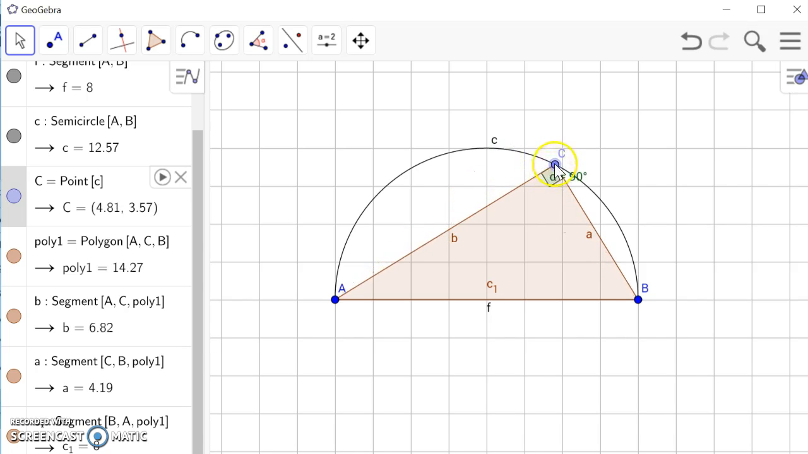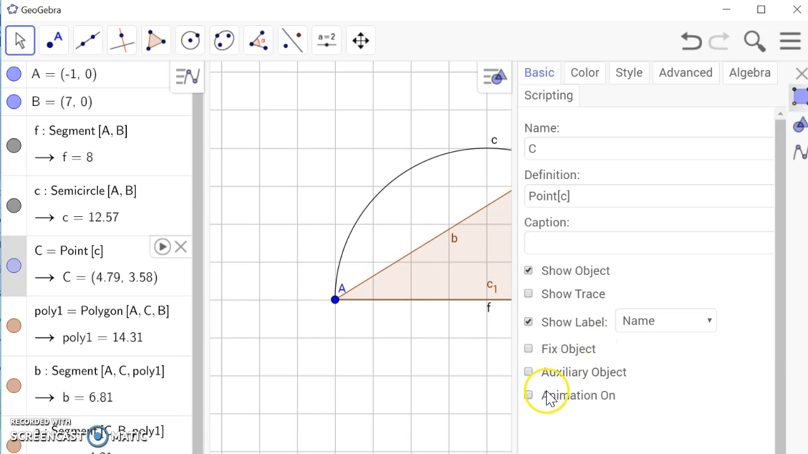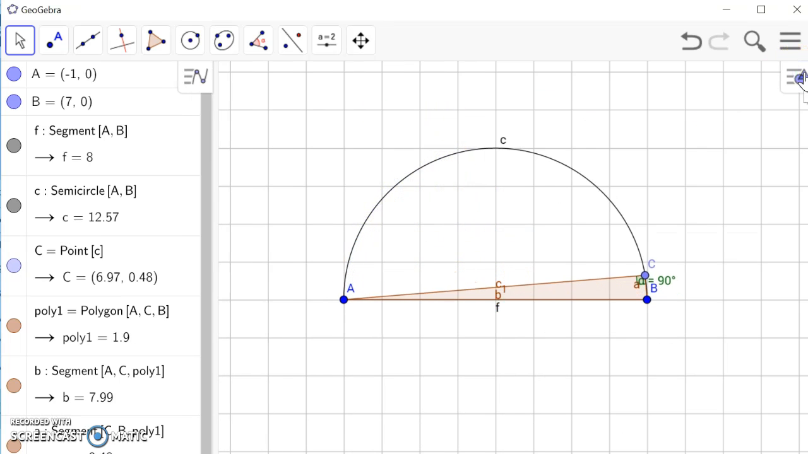And we can actually click on point C here, select Object Properties, and we can click on the animation, and we can see that as the point moves, the angle ACB is always a right angle.